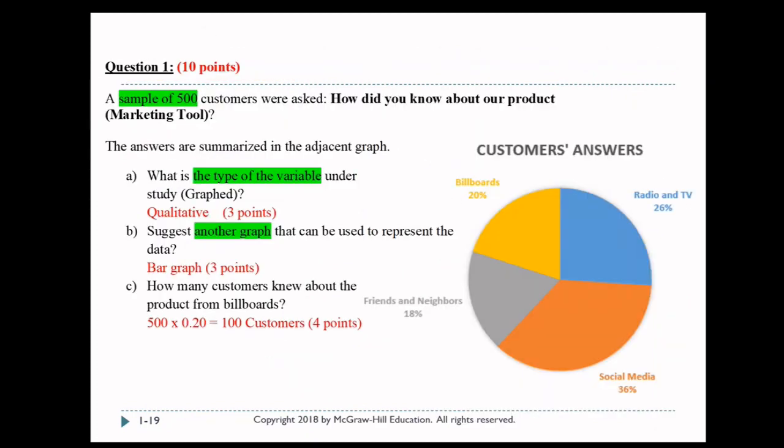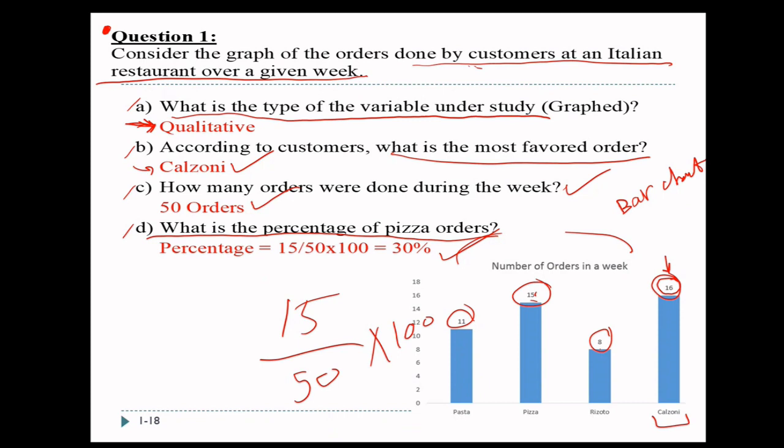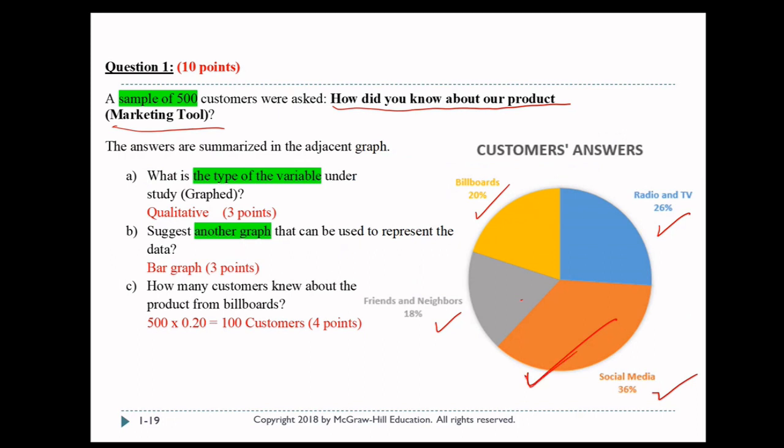Other question. A sample of 500 customers were asked, how did you know about our product? 26% from radio and TV, 36% of customers from social media, 18% from friends, and 24% billboards. These are the customers' answers for 500 customers. This is called a pie chart. The other one is a bar chart. This is a bar chart, and this is a pie chart.